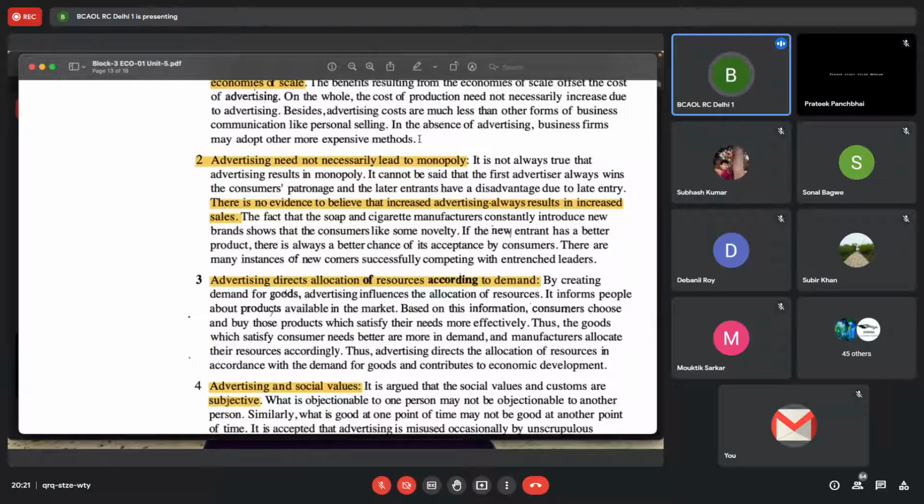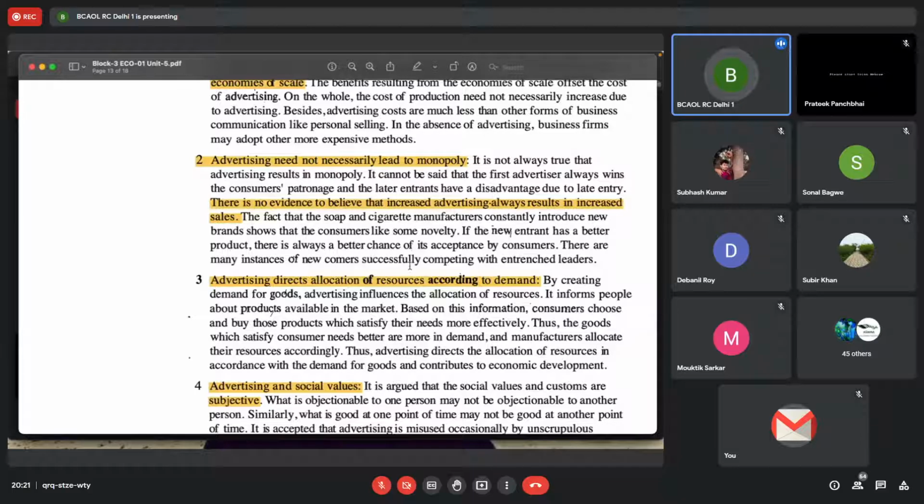It does not create monopoly, because first of all, there is no proper evidence that it creates monopoly. Another thing is that if you have resources, you can enter the market. No one is stopping you from entering the market. New players can easily enter the market. There's no problem with it. So monopolies are not created.